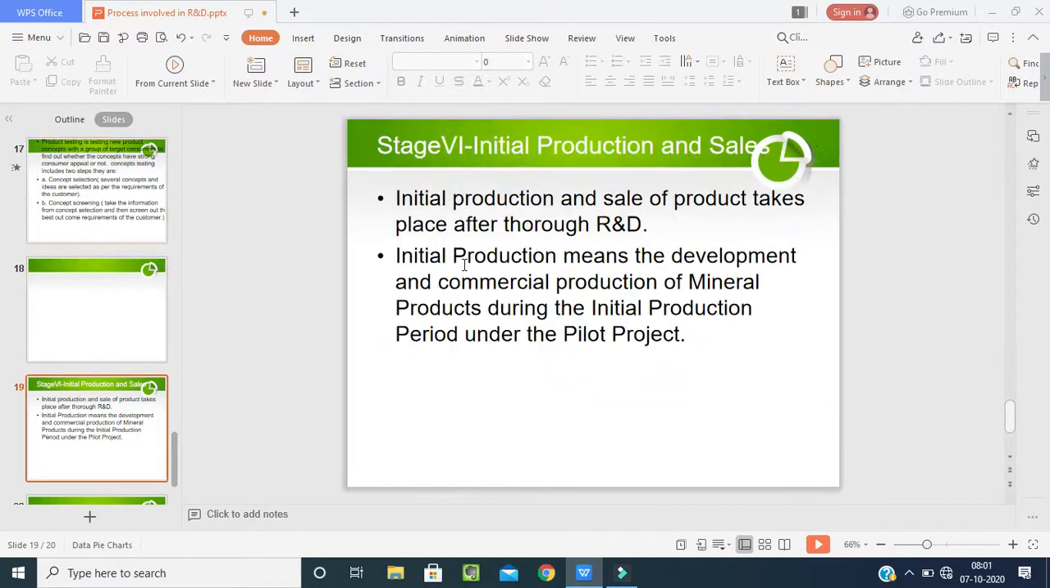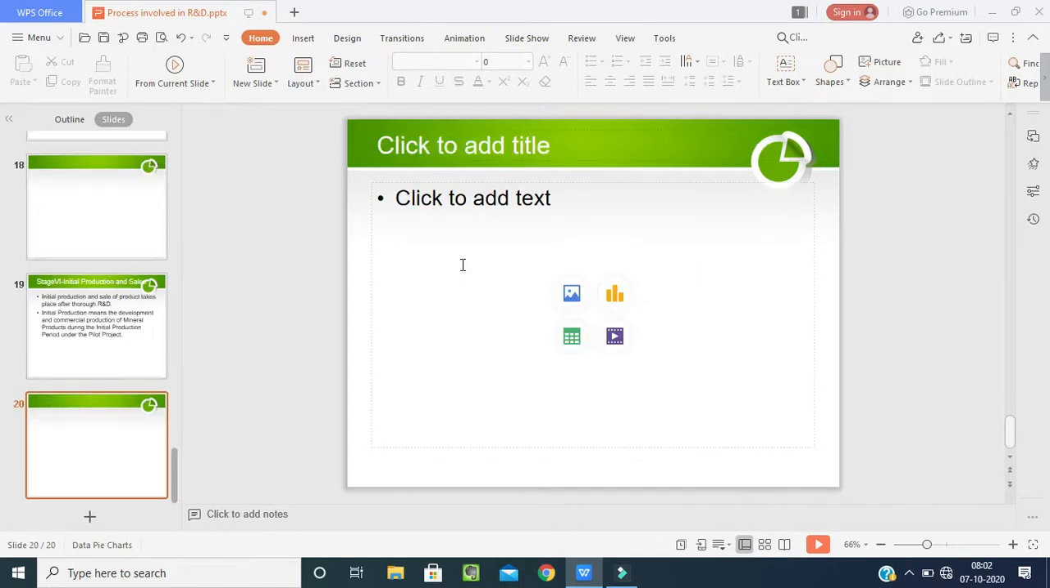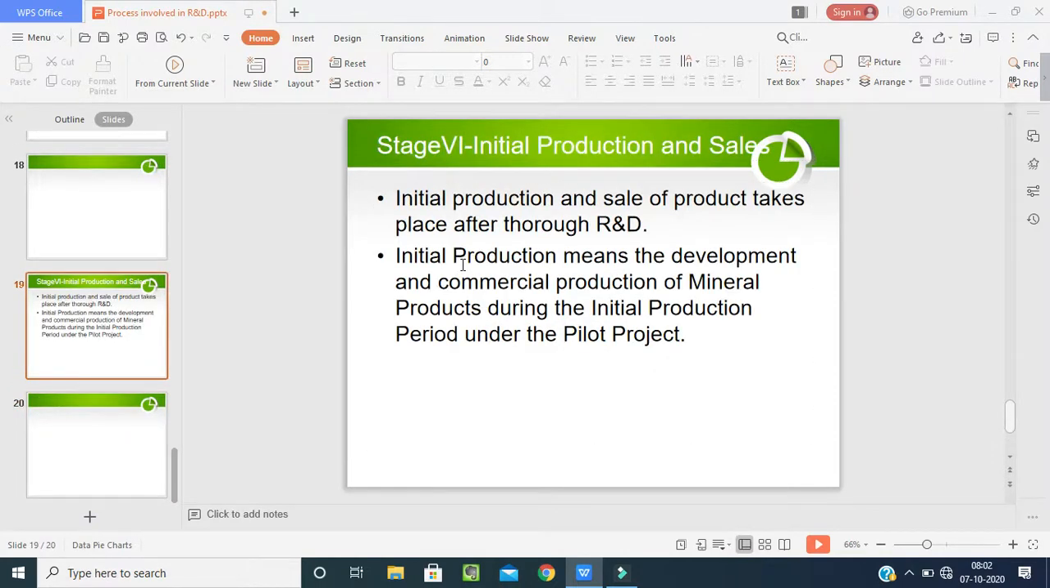Now we'll go for the last stage, that is initial production and sales. Initial production and sales of the product take place only in R&D, research and development. Initial production means the development and commercial production of mineral products during the initial production period under the pilot project. Yes, this is the end. What does it mean? How does the initial production take place? Initial production means the development and commercial production of mineral resources, the products.